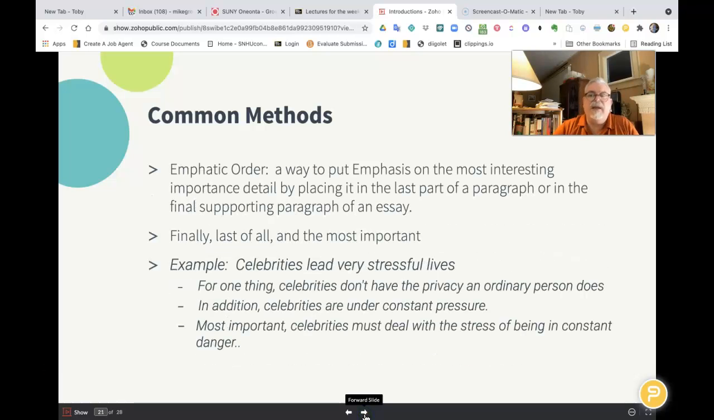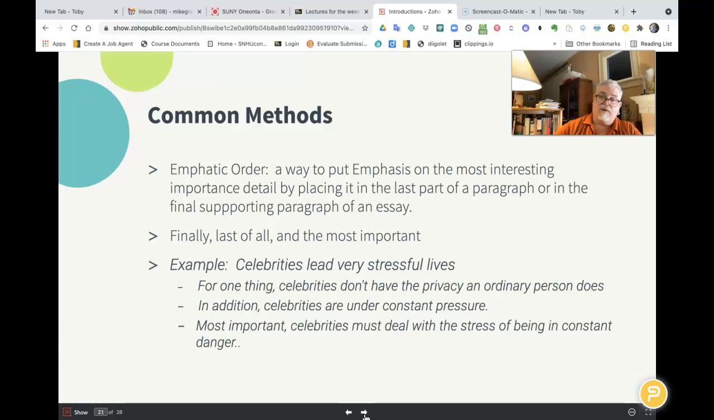The next thing is you want to keep what's called emphatic order. Now, emphatic order has to deal with emphasis, and that's what most of us are dealing with when we talk about issues in particular. You want to put emphasis on the most interesting, important detail, and it's the last part of a paragraph, or the last in the sequence, or the final supporting point of an essay. And you emphasize this by using words like last of all, or last and most important, or finally. Here's an example of an argument about celebrities that lead very stressful lives.